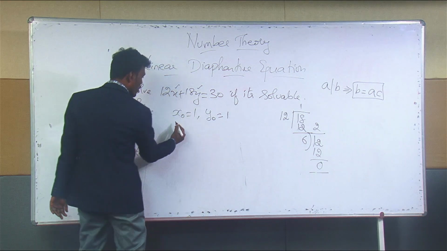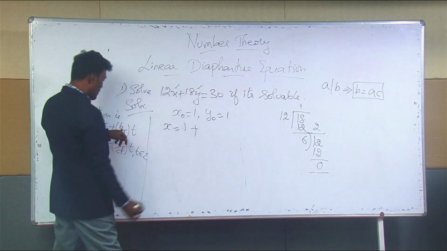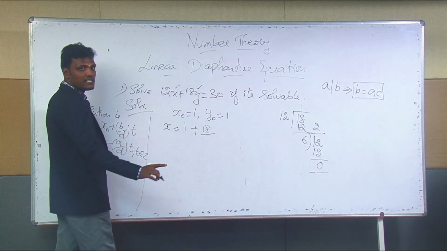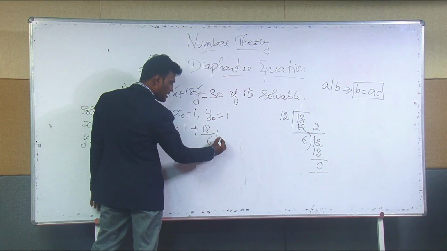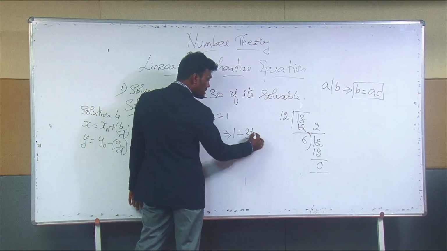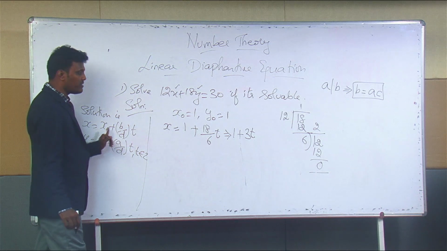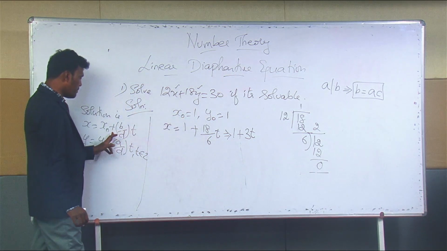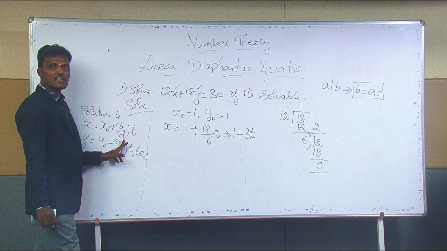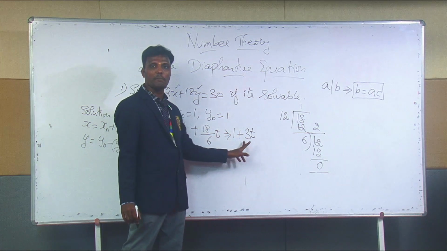So just replace in the formula: x equal to x naught value 1 plus b. What is b? The corresponding y coefficient, 18, divided by d, the GCD of a comma b, which is 6, into t. This implies 1 plus 18 by 6, which is 3. So this is the value of x. Once again, just replace x naught value as 1, the trial solution, plus b, the corresponding y coefficient 18, by d, the GCD of a comma b, 6, into t. Just simplify, you will get 1 plus 3t.